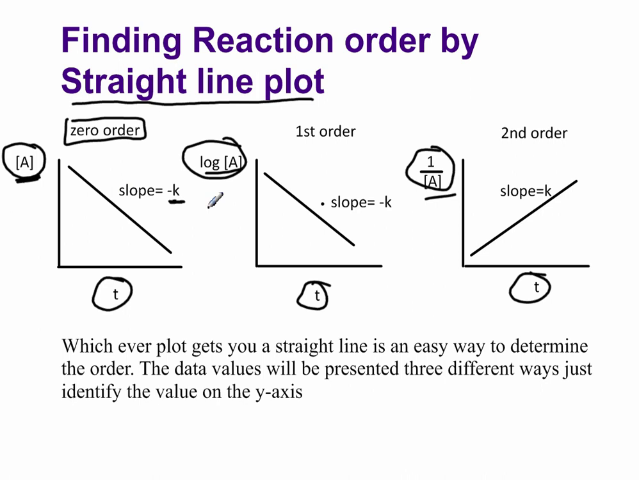In a first order reaction, if you have log of the concentration of the reactant A, you'll get a straight line plot. Slope again is going to be equal to negative K. In a second order reaction, if you take the reciprocal or the inverse of the concentration of A, you get a straight line plot that looks like this, and your slope is actually equal to K. So whichever plot gets you a straight line is the easy way to determine the order.